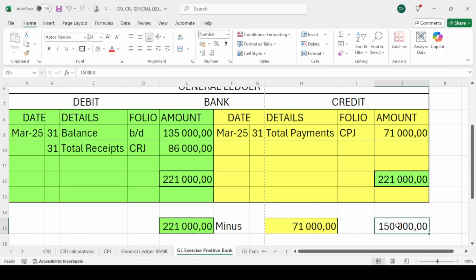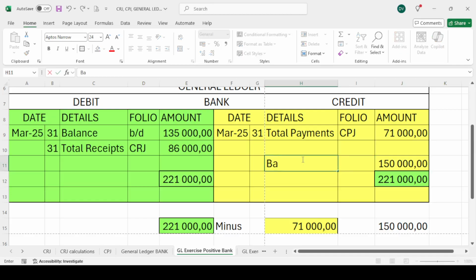And this is the amount that is missing. You're going to fill it in here because now you've made it true. 71,000 plus 150,000 does equal 221,000 Rand. What is this 150 that you just worked out? It's your balance that you are going to carry over.